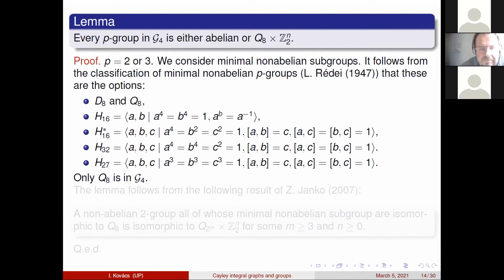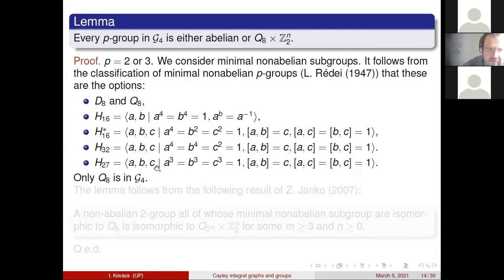Now p is 2 or 3, and because it's closed with respect to subgroups, it's enough to consider minimal non-abelian subgroups. It follows from the old classification of Rédei that in this case, actually we have 6 subgroups, because the group has exponent 4. We have the Heisenberg group, we have the quaternion group, we have 2 groups of order 16, 1 group of order 32, and 1 group of order 27. Check all of them, and it turns out that only the quaternion group is in G4. That means for any other group, you can find a 4-valent Cayley graph with non-integer eigenvalues.